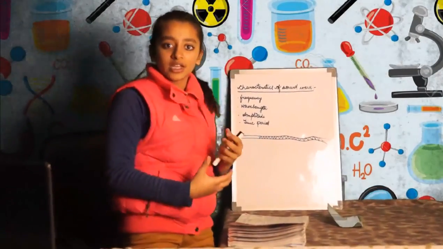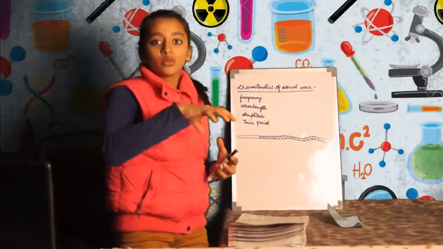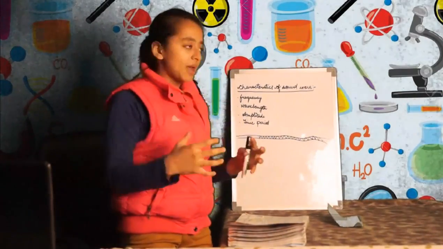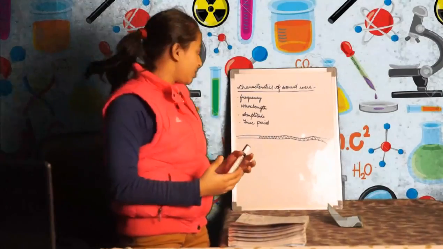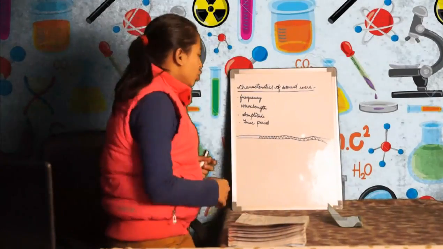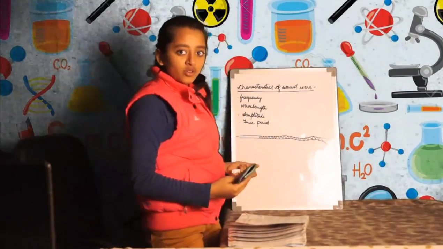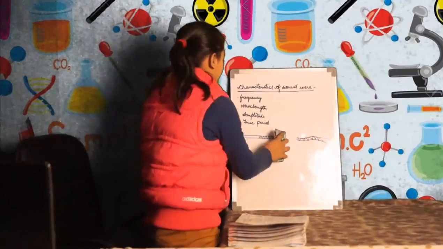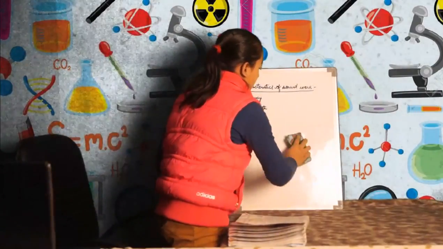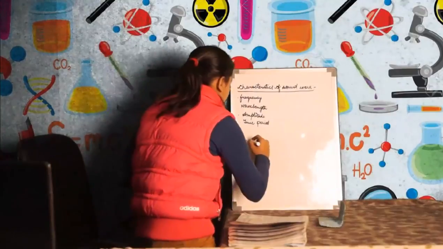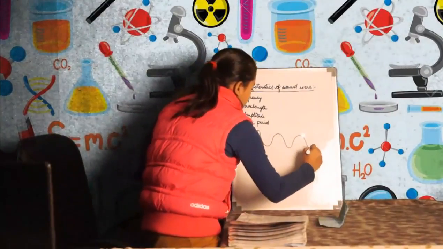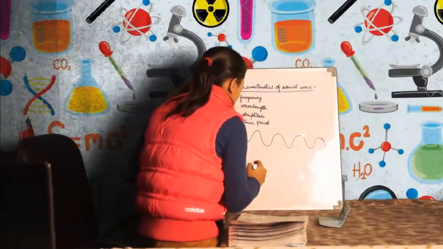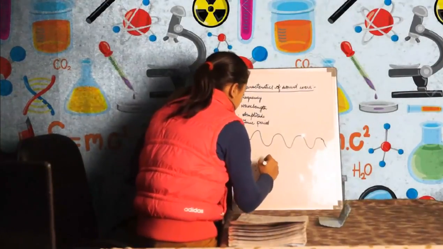So first let me explain what is wavelength, because that would make it easier to explain the frequency and the amplitude and the time period. So first I'm going to draw a transverse wave and a longitudinal wave.